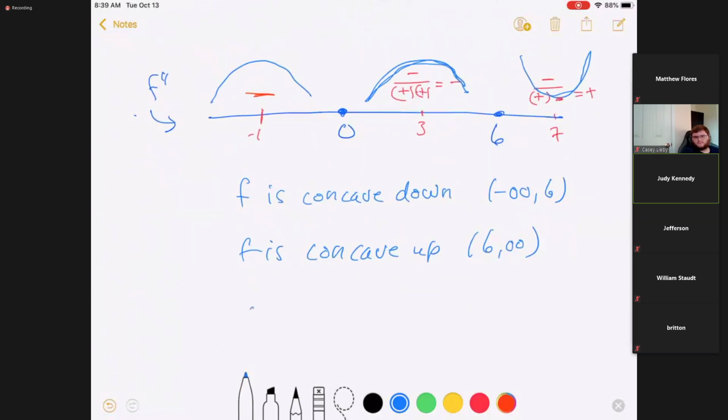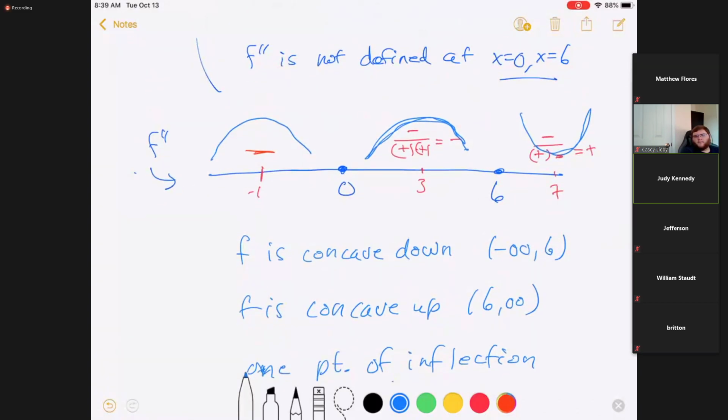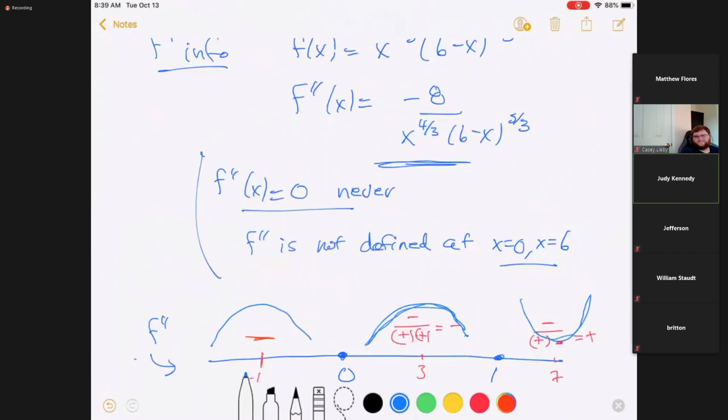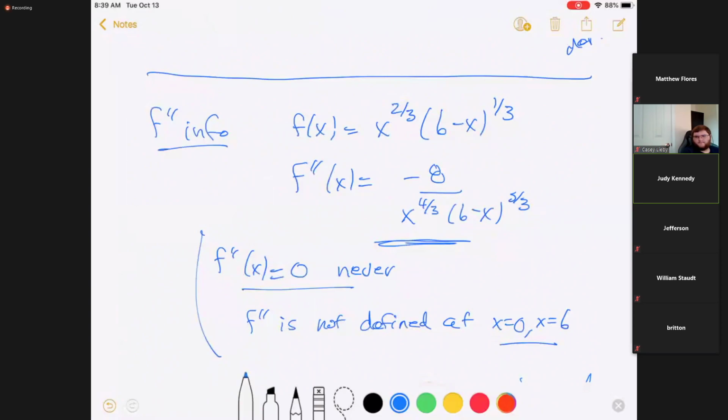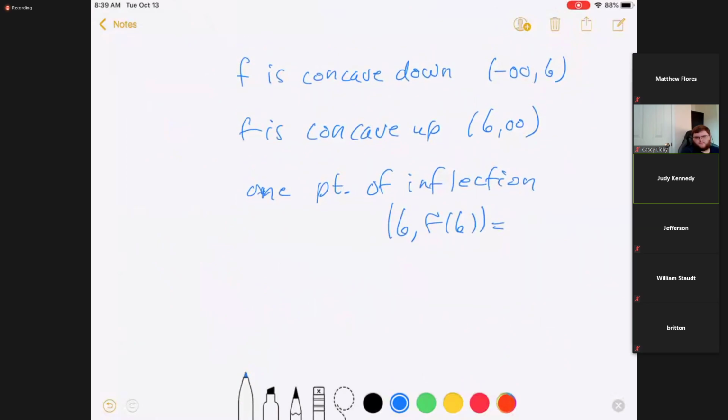Okay, so we have one point of inflection. That's where the concavity changes from, and in this case, from down to up. The point of inflection is 6, F of 6, okay, which is not a nice number. Oh, yes, it is a nice number. Excuse me. Because that's going to be another place where F is equal to 0. And remember, you go back to your original function to get your F values. Okay, so we have a point of inflection.